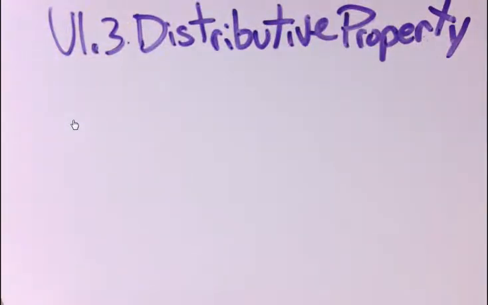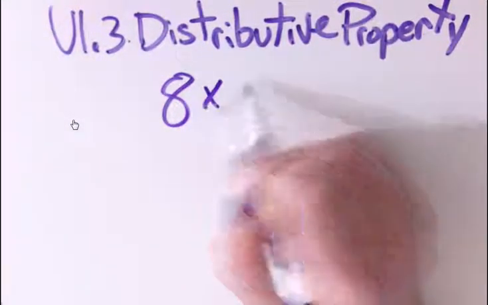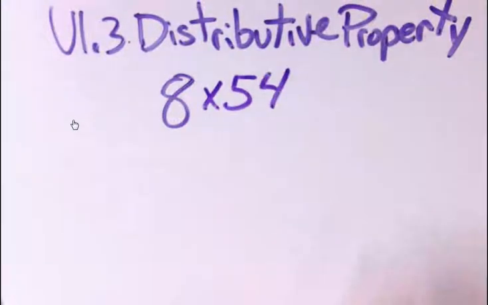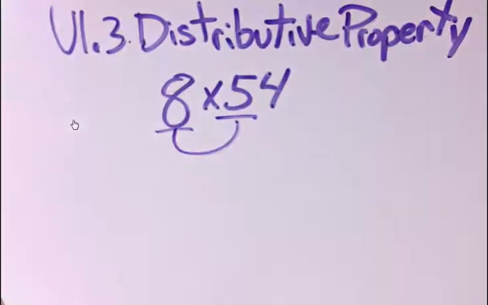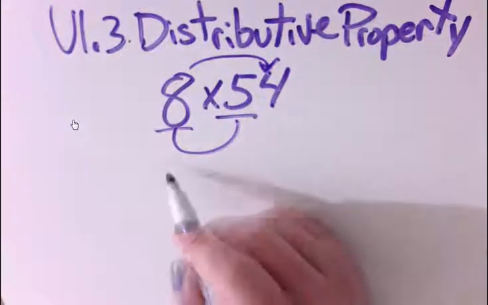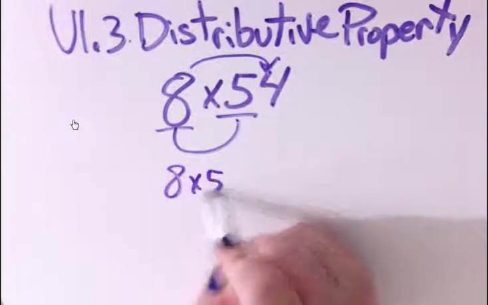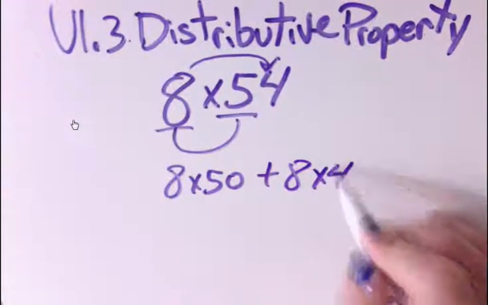Okay, so now the next one here, if we are told that we have the expression 8 times 54, and we want to know how we can rewrite that using distributive property. So basically we are going to break this apart. So we're going to go 8 in the 50, and then 8 in the 4. So we're going to end up with 8 times 50 plus 8 times 4.